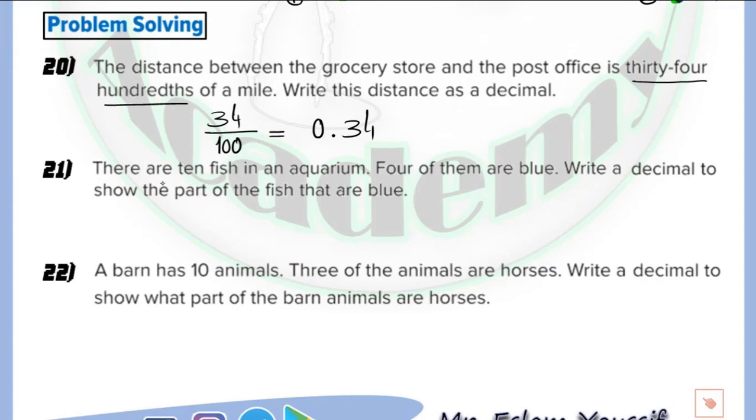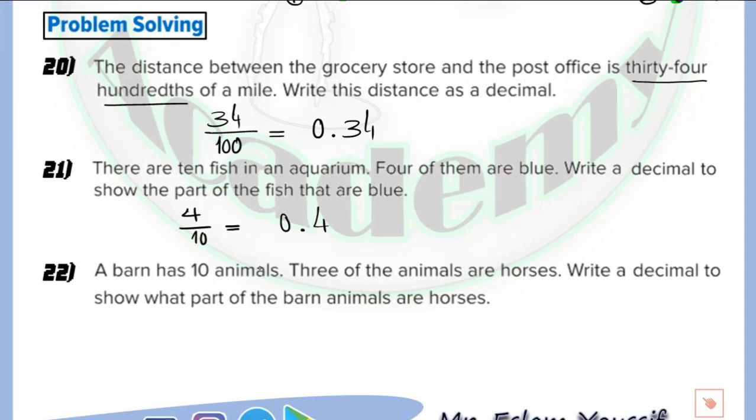In question number 10, we have the total number of fish is 10. And we have 4 of them that are blue. We need to write the decimal that shows the part of the blue fish. So how can we solve this? At first, we have 4 out of 10 that are blue. So to write it as a decimal, just write the numerator without any change. Now we have 10 down. Because we have only one zero, just count from the right one digit and put the decimal point. So it will be 0.4.